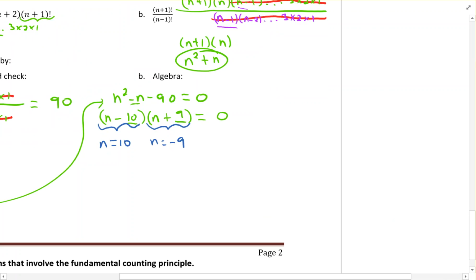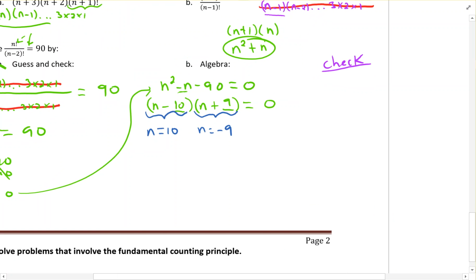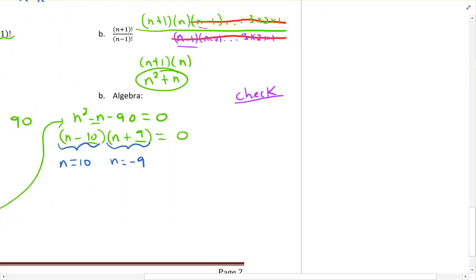So those are our two answers so far, but with these ones, what we're going to find is that we need to check them because this might not necessarily be true. So let's check. So let's write over here, check. So I'm just going to write the original expression again. So that was n factorial over n minus 2 factorial is equal to 90. So now what we've got to do is just throw these two numbers into here to see if it actually works out. So let's do 10 first.